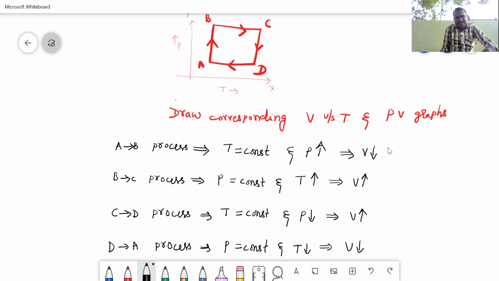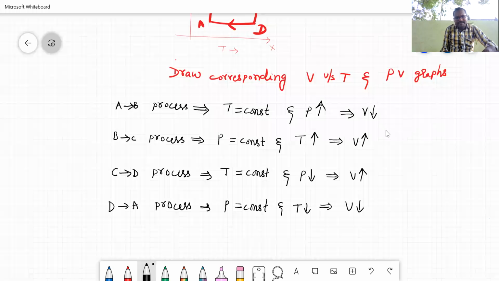Okay. Now for these four processes, we need to draw VT graphs. Let us draw the VT graph for this ABCD process. Yes, now I am going to draw the VT graph.